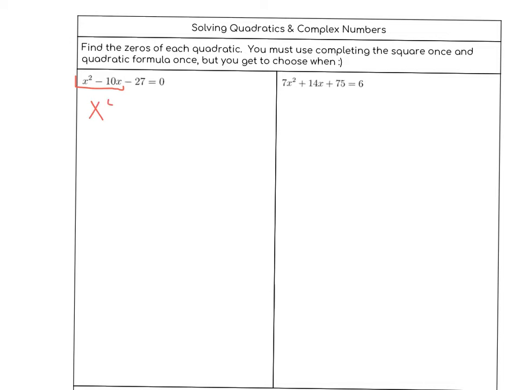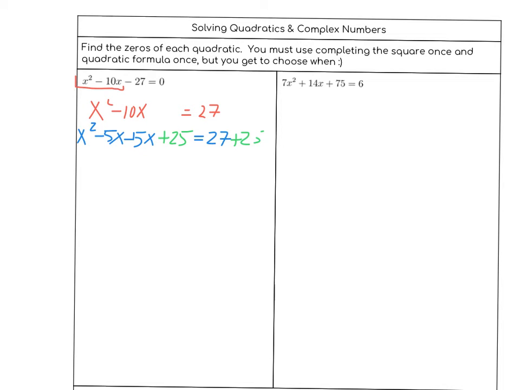So we got x squared minus 10x is equal to positive 27. I'm going to move that to that side. I'm going to break this middle up into 2 equal pieces. So x squared minus 5x minus 5x, I'm going to leave a space, is equal to 27. Now I'm going to complete the square. I'm going to multiply those pieces together. Minus 5 times minus 5 is plus 25.